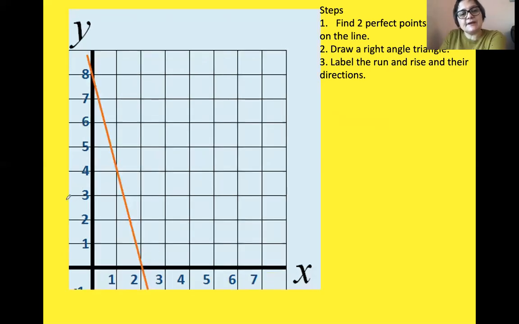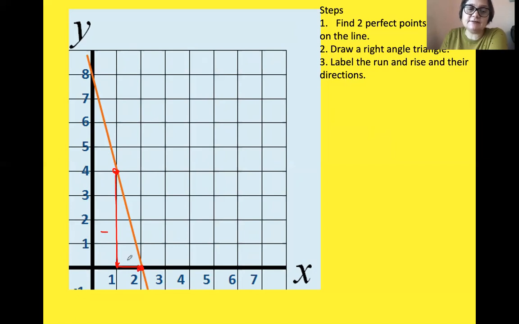Next one. Here's another example. I'm going to look for two perfect points. And this is one, exactly where the line crosses through the corners of the grid. And this is another one. Now I'm going to start to build the right angle triangle. I like to start from the left point, so this one here. So we go down and then right.